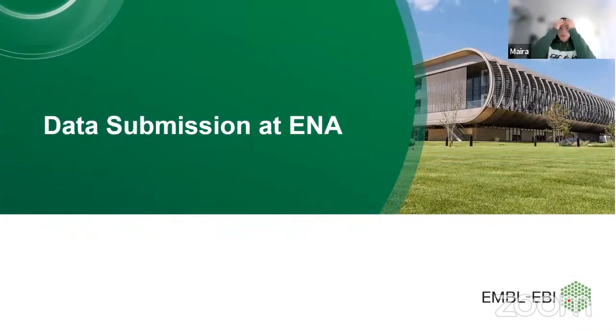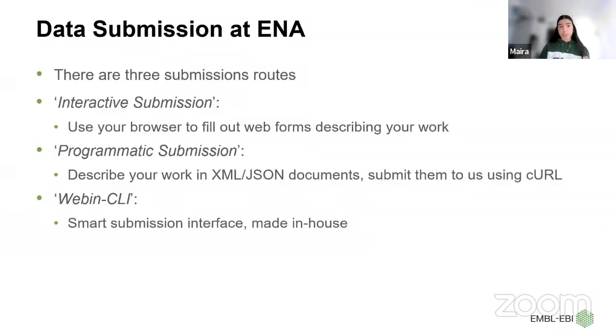Right, moving on to data submission at the ENA. So we have a few routes that you can use to submit your data to the ENA. We have three main submission routes. We have the interactive submission route, the programmatic submission route, and web and CLI. The interactive submission route is the most user-friendly route, and someone who is new to submitting data to the ENA can make use of this quite well.